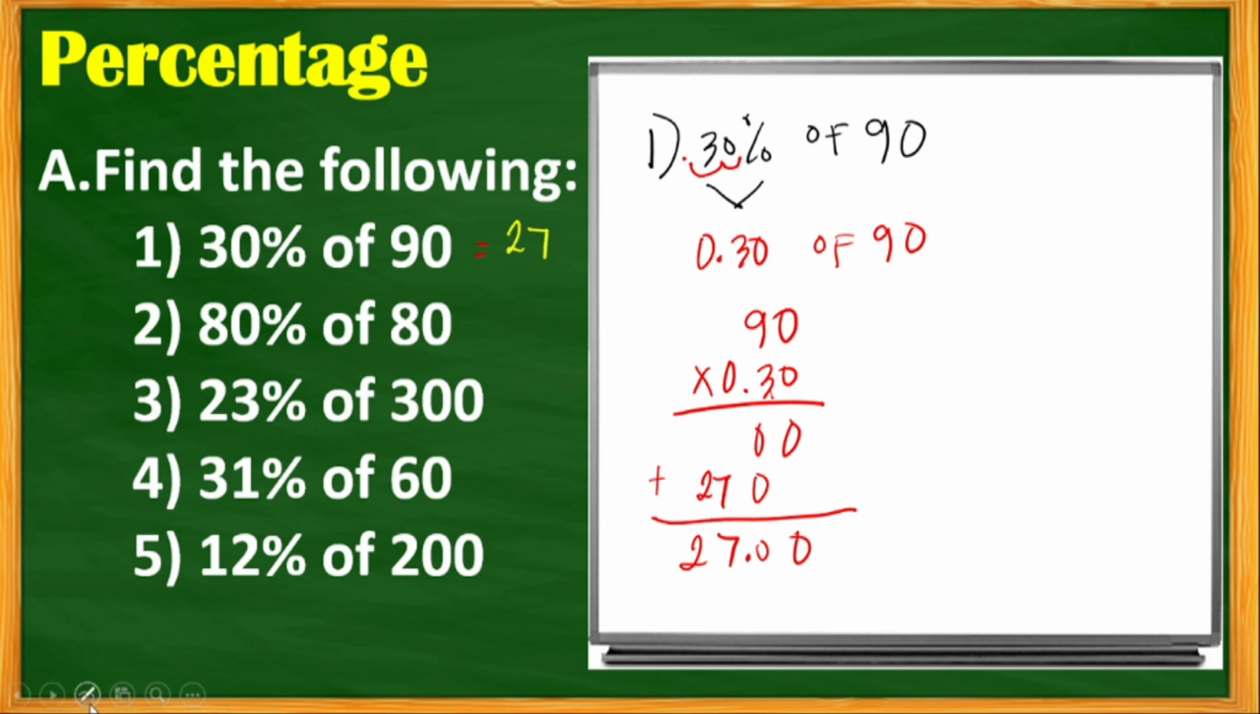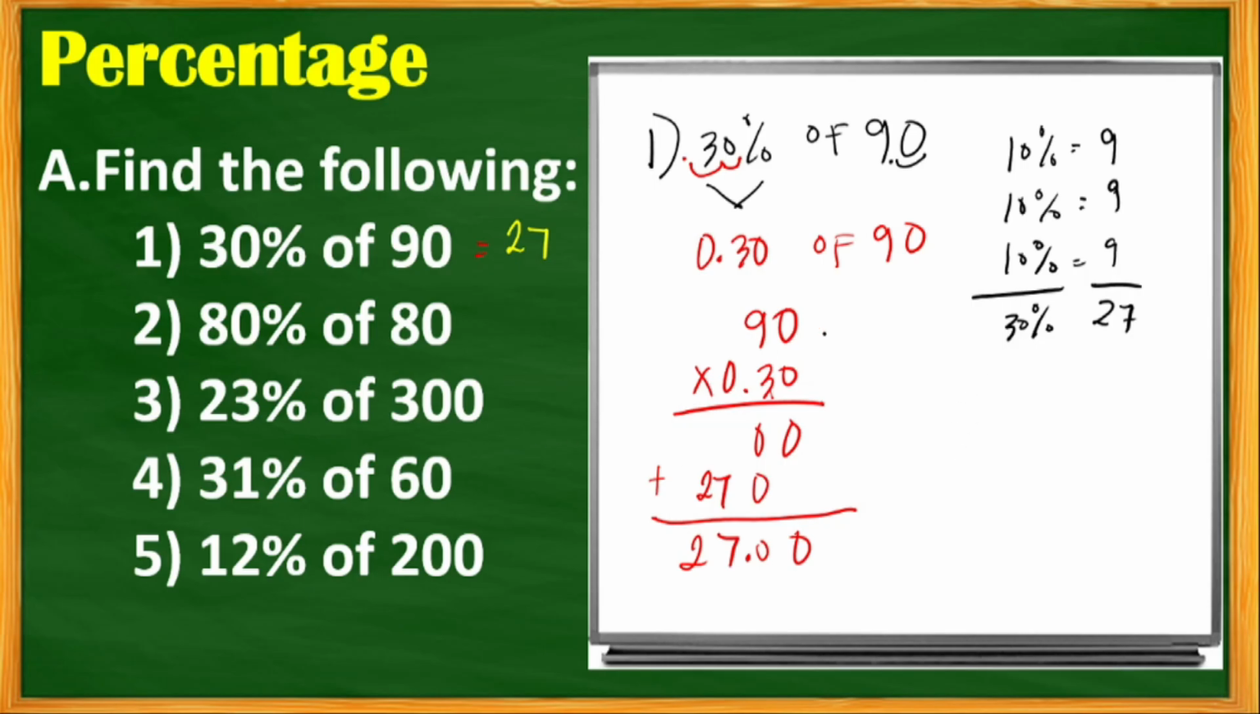But there is a simple way to solve this one. This would be a power of 10%. The 10% of 90 is 9. You just move 1 decimal place to the left. This would be 9. But we have 30%. So, 10 plus 10 plus 10 is 30%. Then, the 10% equivalent is 9 plus 9 plus 9. We have 27. That's very easy.